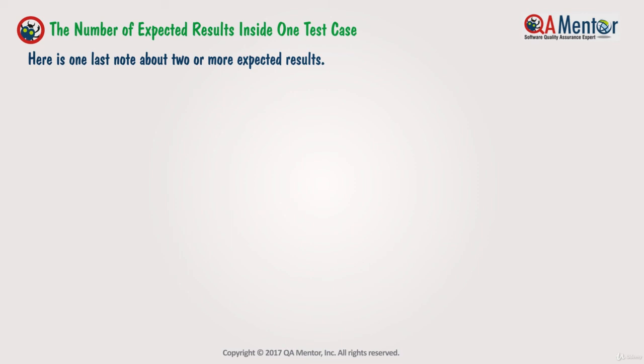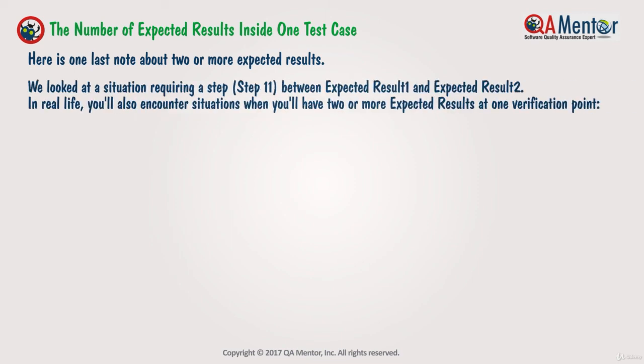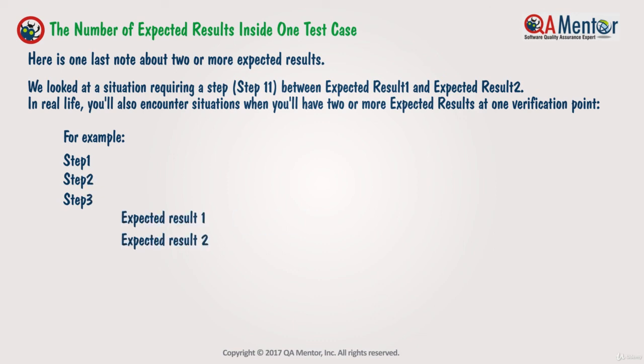Here is one last note about 2 or more expected results. We looked at a situation requiring a step 11, between expected result 1 and expected result 2. In real life, you'll also encounter situations when you'll have 2 or more expected results at one verification point. For example, step 1, step 2, step 3. Expected result 1, expected result 2.